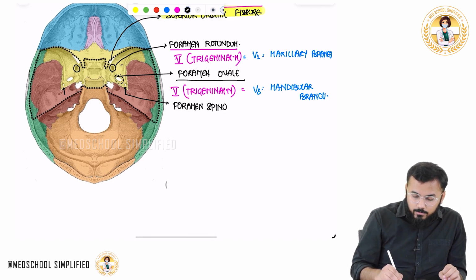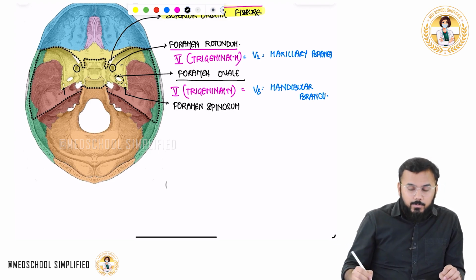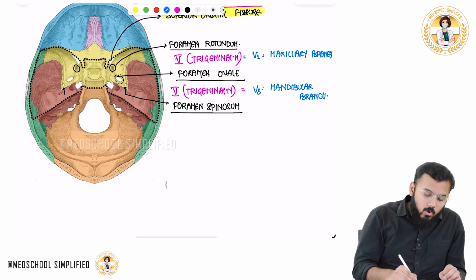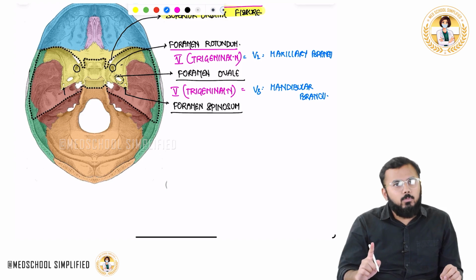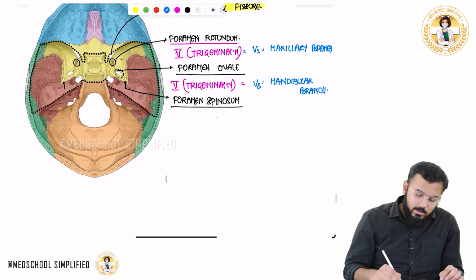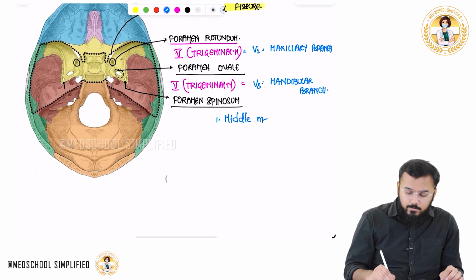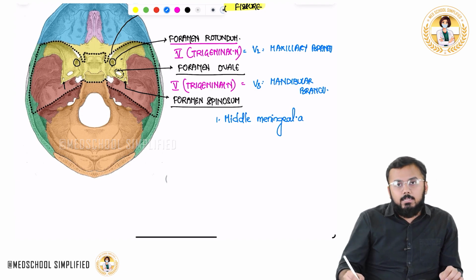Foramen spinosum. Now, through this foramen spinosum, what are the structures that are coming out? The first important structure is the middle meningeal artery that is coming out.